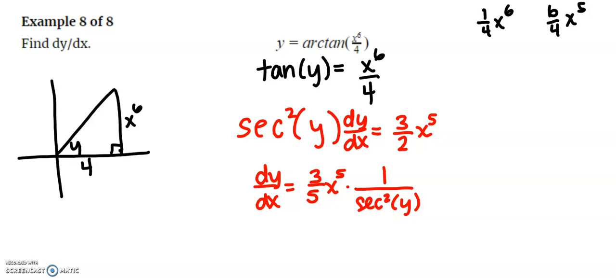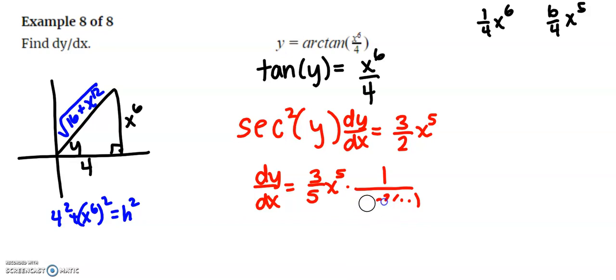And I'm going to choose, for my convenience sake, to do all of this secant squared y over here on the triangle and then fill some stuff in, thinking about it as reciprocals. So this side over here, I'm going to take the square root for my hypotenuse is going to be the square root of 16 plus x to the 12th, because I would do x to the 6th squared. Again, Pythagorean theorem, 4 squared plus x to the 6th squared equals my hypotenuse squared. Solving for that hypotenuse.